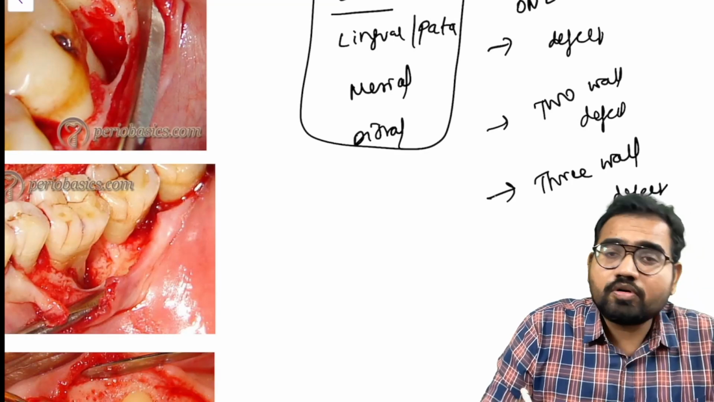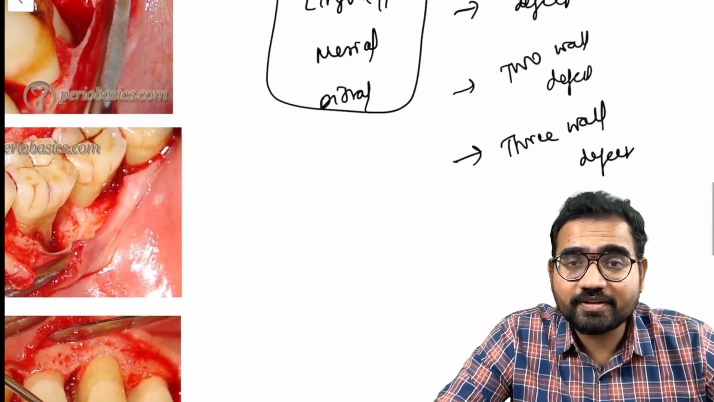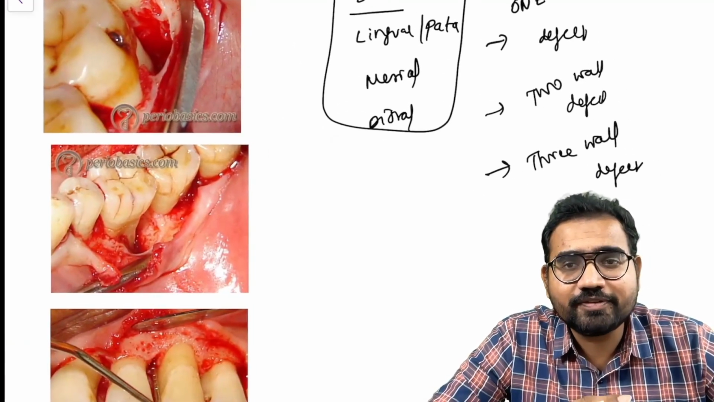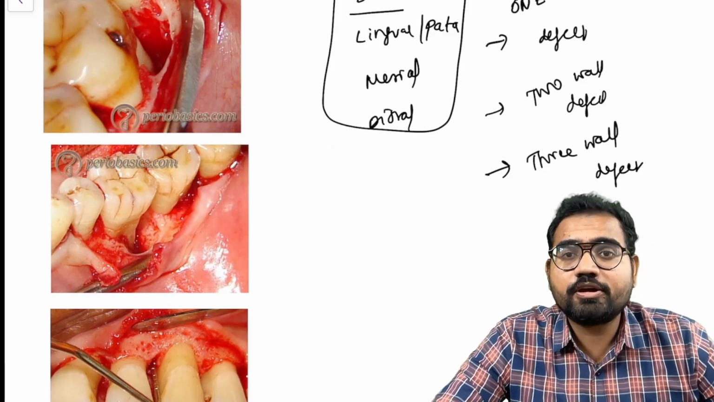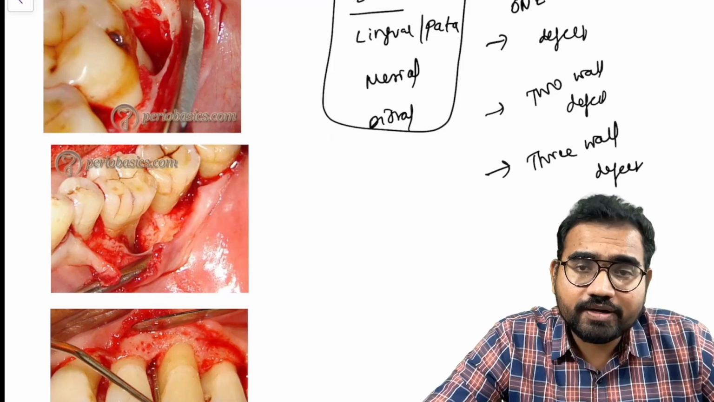Okay, so of these, use your common sense and tell me what defect will have good prognosis. Obviously the three wall defect, because three walls are present. Two wall defect, two walls are present. One wall defect, only one wall is present of the four walls. Okay, so now let us look into cases.